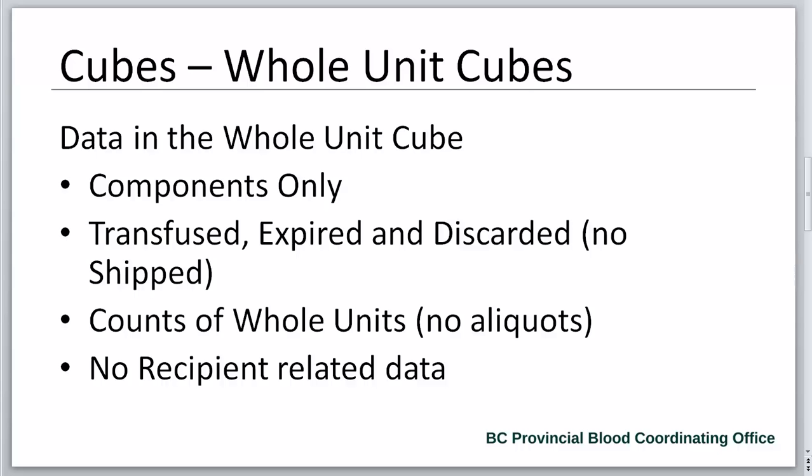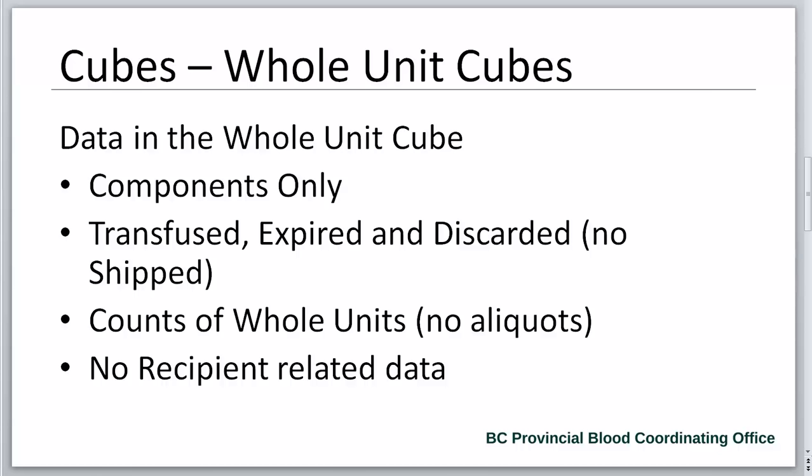The whole unit cubes contains the following data. It regards components only, so that's fresh products including red blood cells, platelets, and plasma. It looks at the statuses of transfused, expired, and discarded. There are no shipped records in the whole unit cube. It provides the counts of whole units. No aliquots are counted. And there is no recipient-related data in this cube.